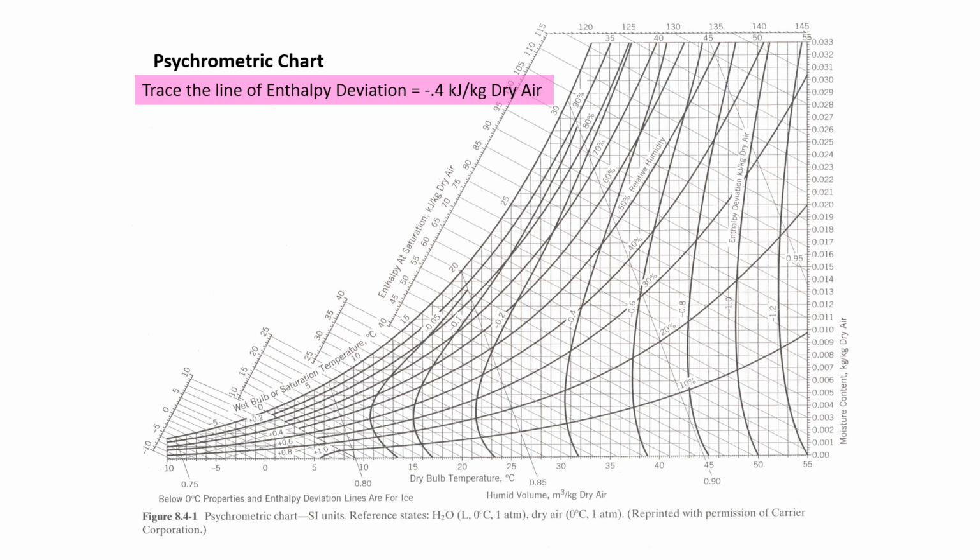So let's trace the line of enthalpy deviation of 0.4 kilojoules per kilogram dry air. This is your enthalpy deviation right here, and there is negative 0.4 right there. If you have different relative humidities, then that's going to change your enthalpy, and that's how much you have to add to it. So it's going to be actually subtracting 0.4 from that number if you have negative 0.4, this is the line. Okay, so let's go on.